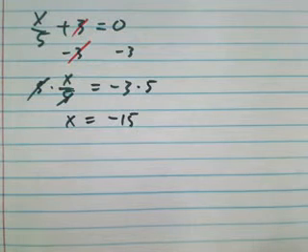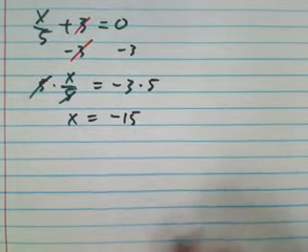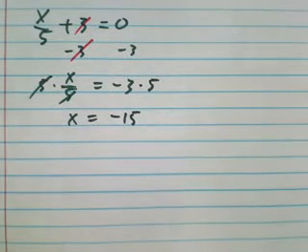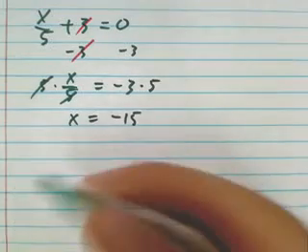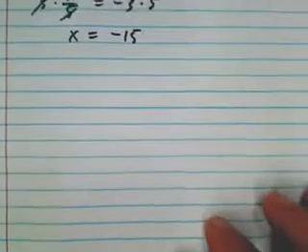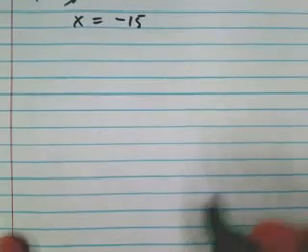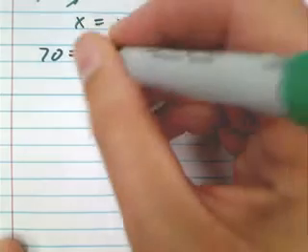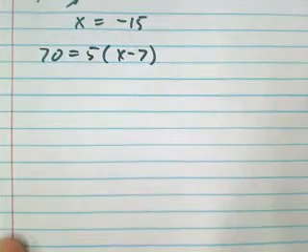Okay, so there was a couple there for you. Let's look at one or two more that are a little crazy. I'm kind of modifying as I go here. Let's say 70 equals 5 times x minus 7 in parentheses.